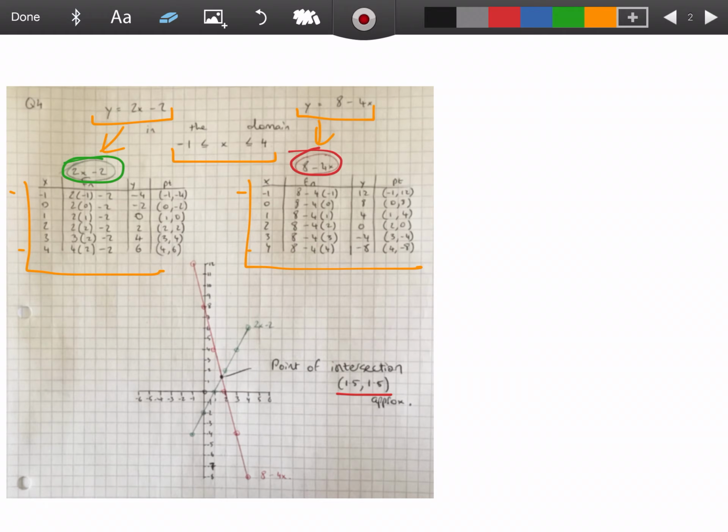It's not always going to be perfect, but you'll get there as close as you can. If you do it accurately and you space out your graph evenly, then you should have no issues.